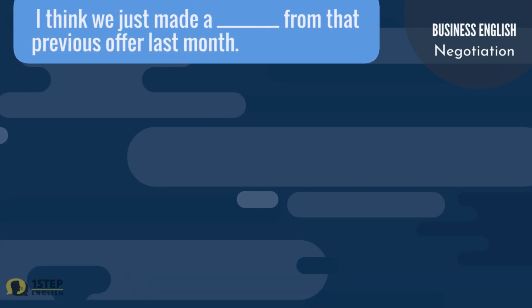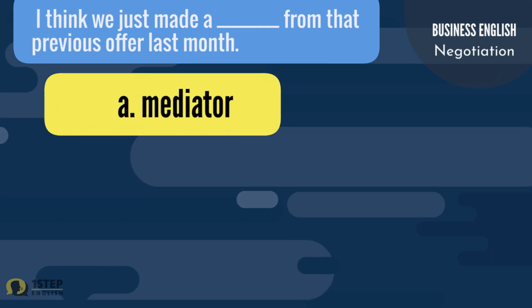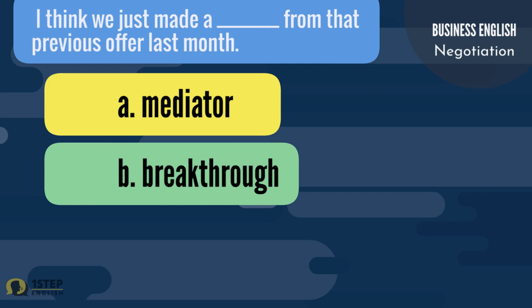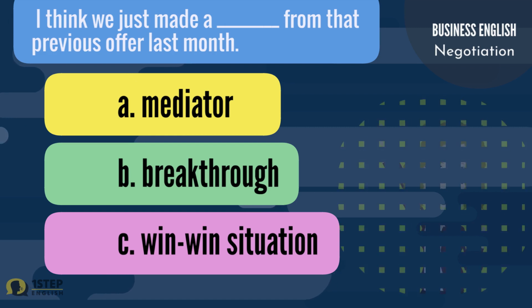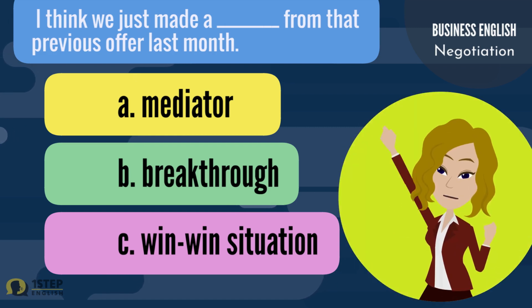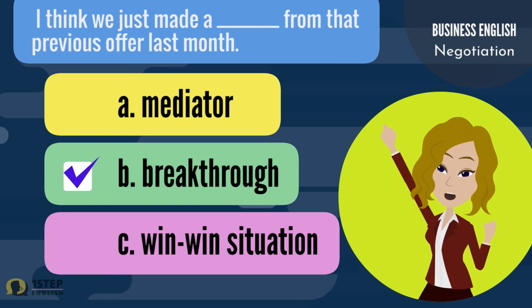I think we just made a blank from that previous offer last month. Letter A, mediator. Letter B, breakthrough. Letter C, win-win situation. The correct answer is letter B, breakthrough. I think we just made a breakthrough from that previous offer last month.